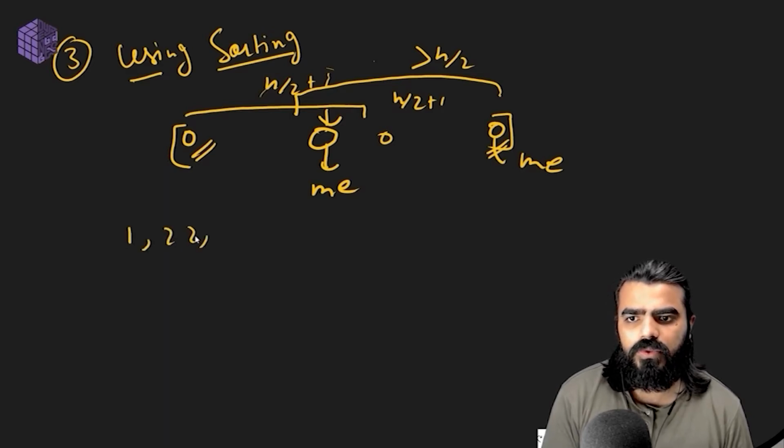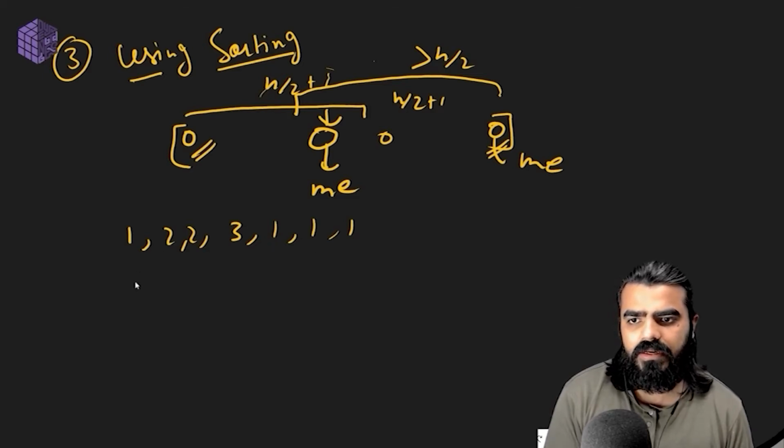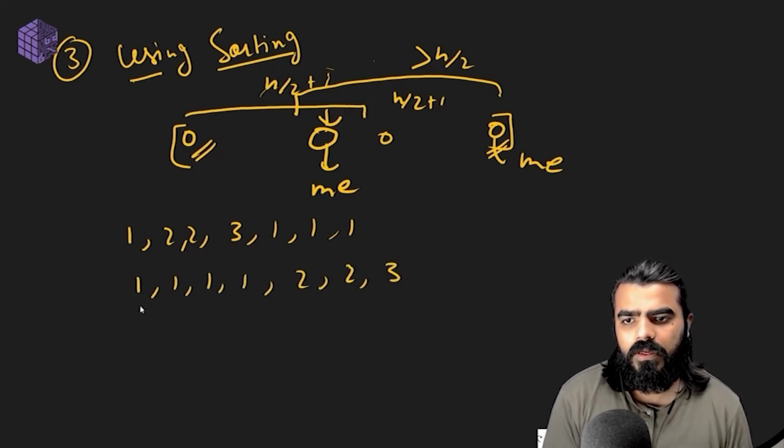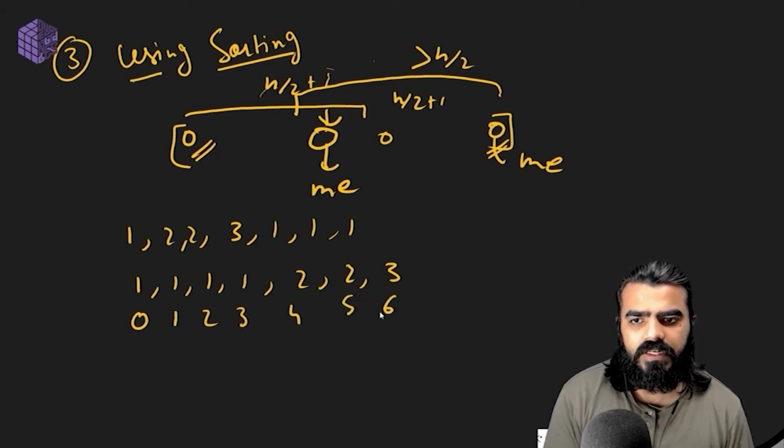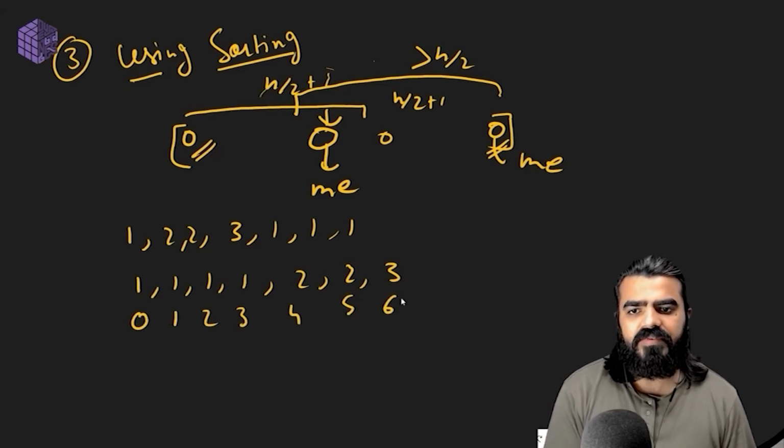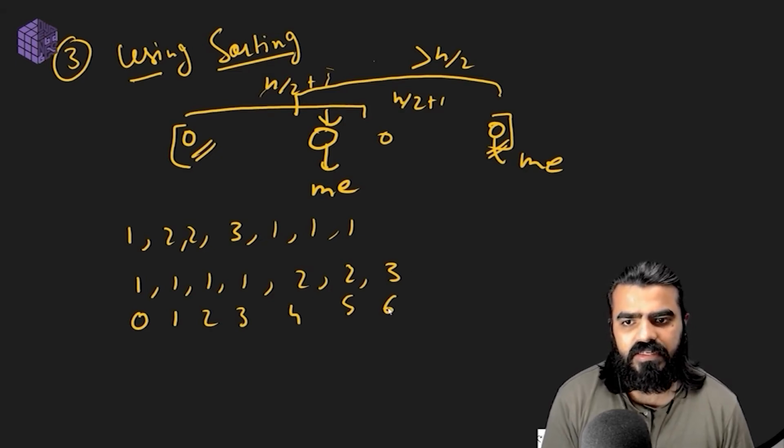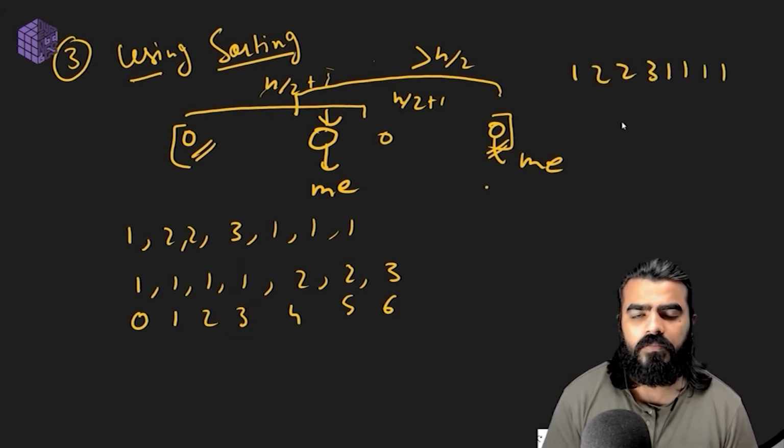1 2 2 3 1 1, so one more 1. Okay, so we have 7 elements over here, and if I sort this, it will become 1 1 1 1 2 2 and 3. So these elements, let me just number them also. 1 2 3 4 5 6, right? So these are 7 elements, or I can say this is the 6th index. The middle element over here is this element. This will give me the answer.